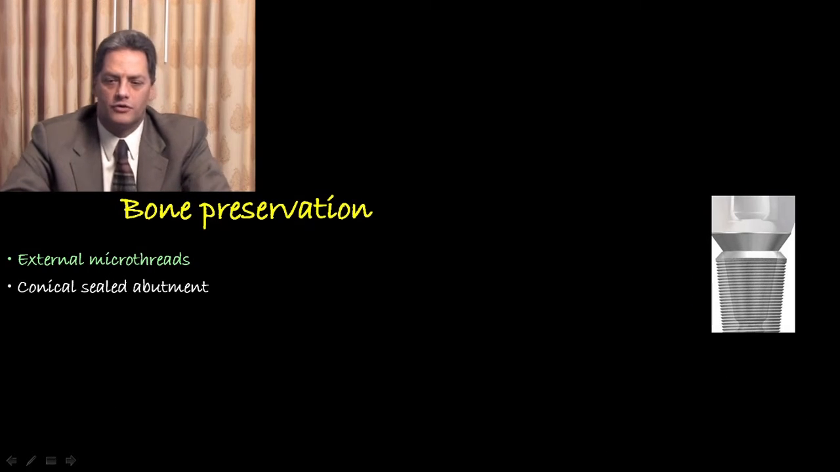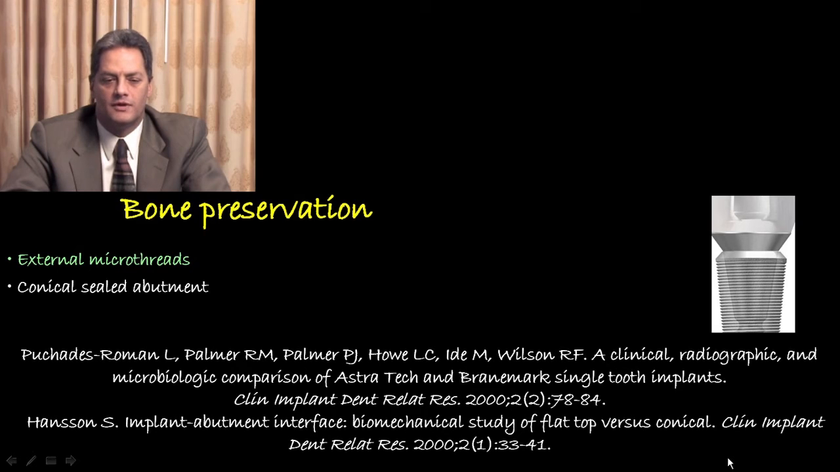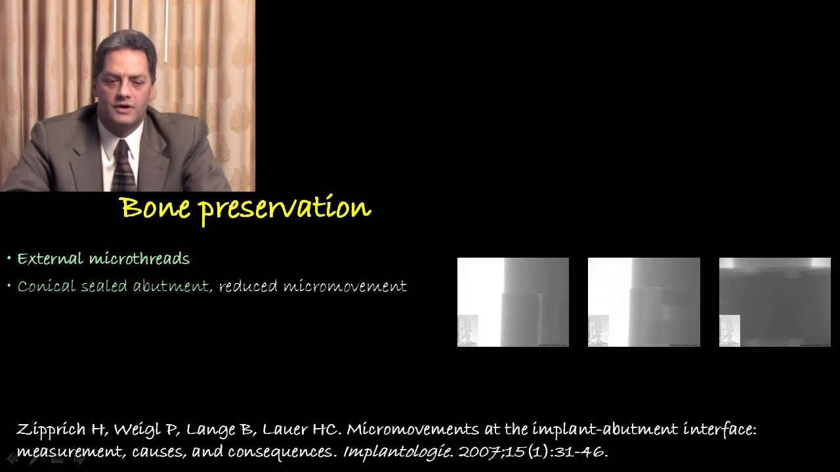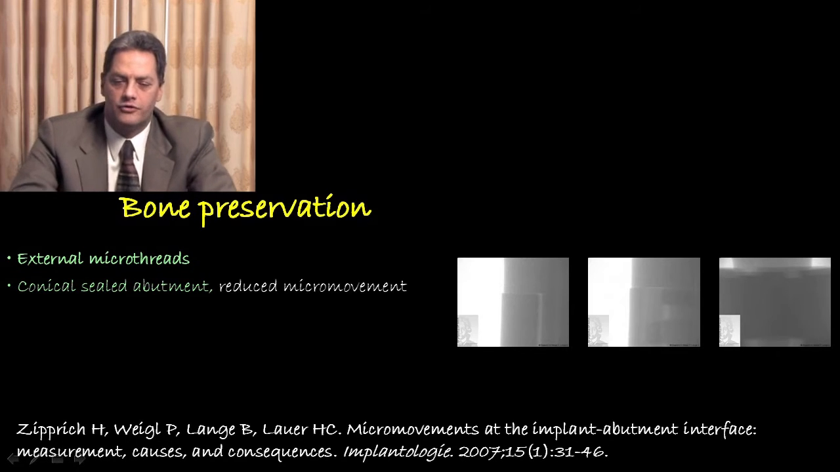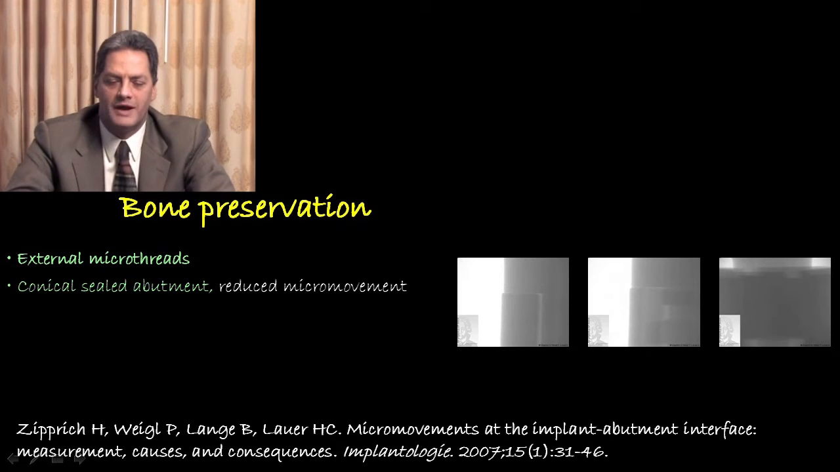We also have a conical seal abutment, and as we described previously, with such an abutment the intent is to have the forces away from the lateral and external wall of that implant. And this has again been described in the literature. The other advantage of having a conical seal abutment is to try to reduce the micromovement.